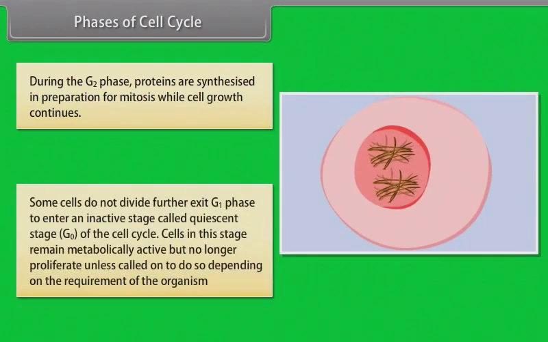Some cells do not divide further, and exit G1 phase to enter an inactive stage called quiescent stage, G0, of the cell cycle. Cells in this stage remain metabolically active but no longer proliferate unless called on to do so depending on the requirement of the organism.